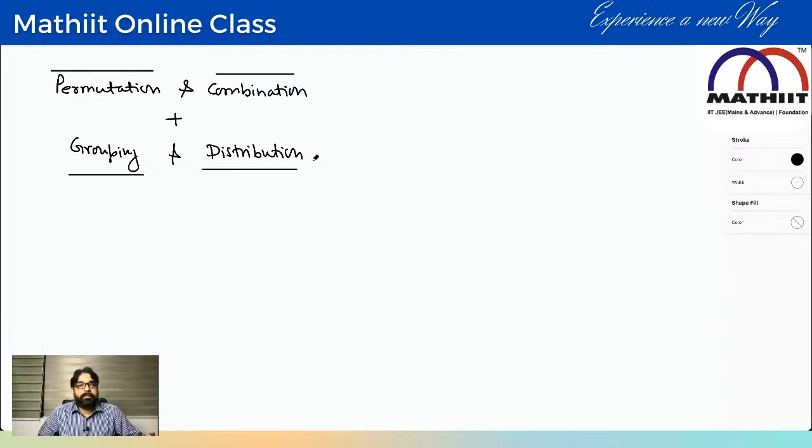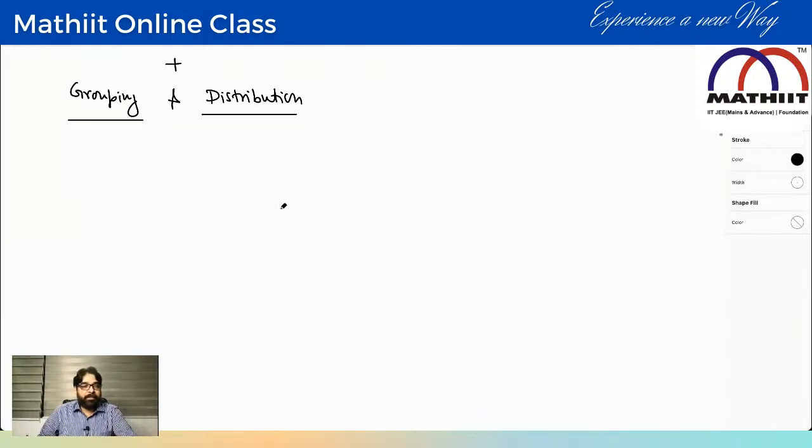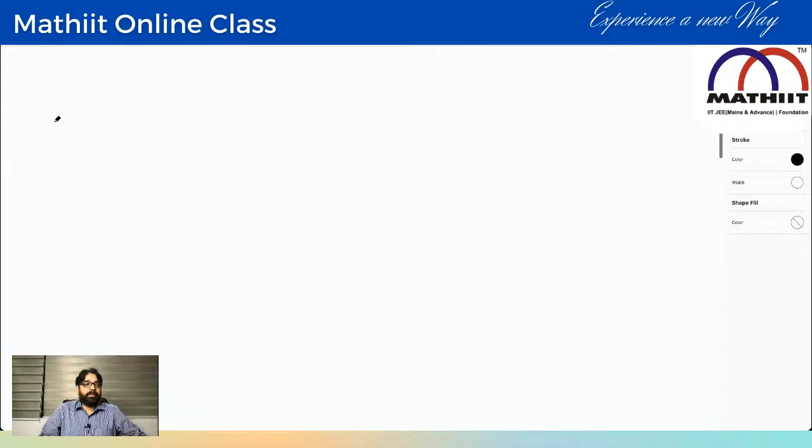It's a very easy chapter if you understand the basic logic of this chapter. Otherwise, it is a nightmare chapter. If you don't understand exactly the logic behind this, then it will be a big problem. So without wasting much time, let's start one by one. Basically, permutation combination means only one thing: counting. You have to do counting. That's all.